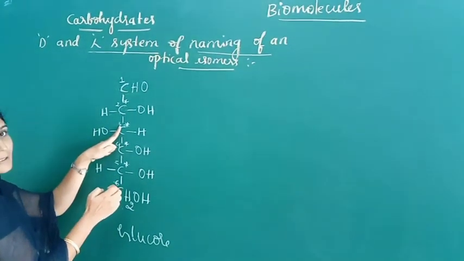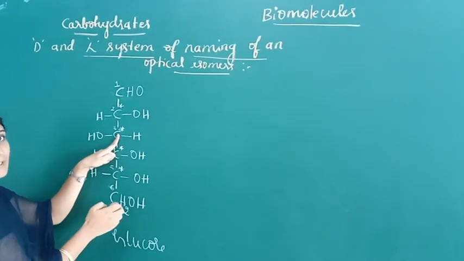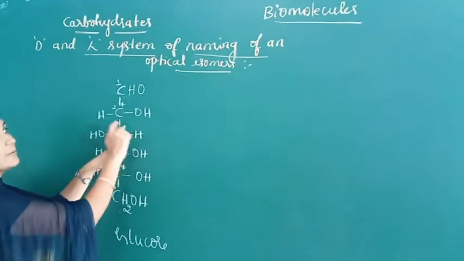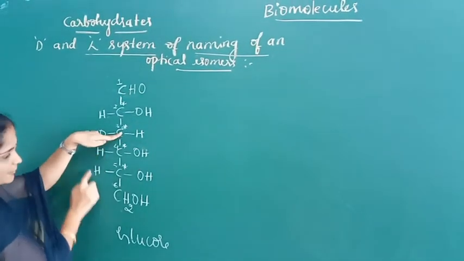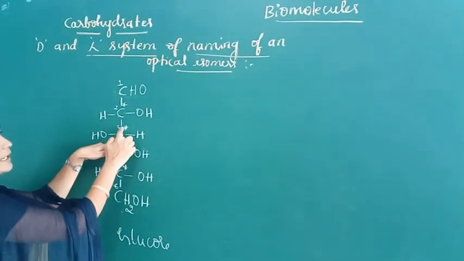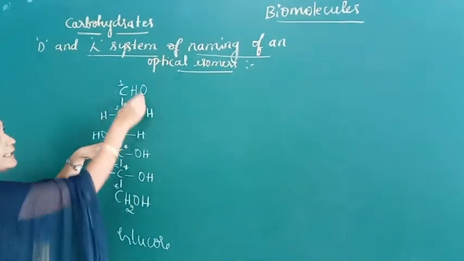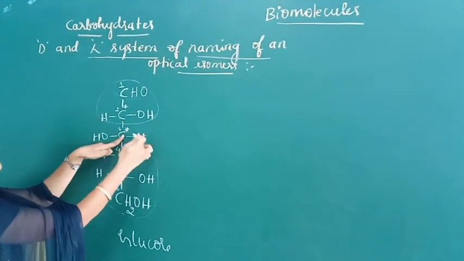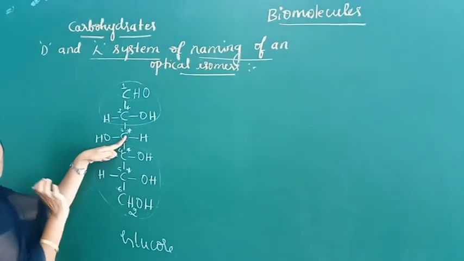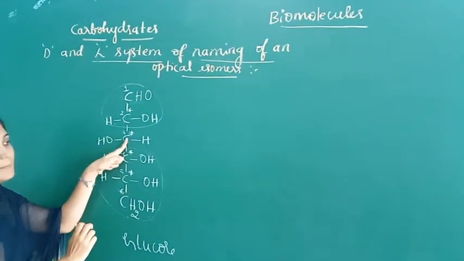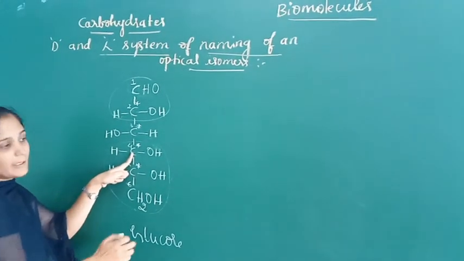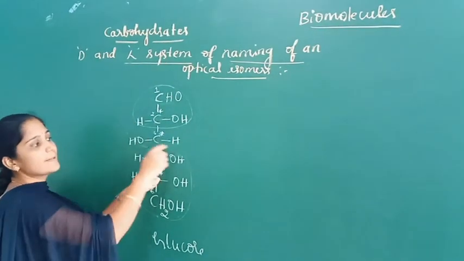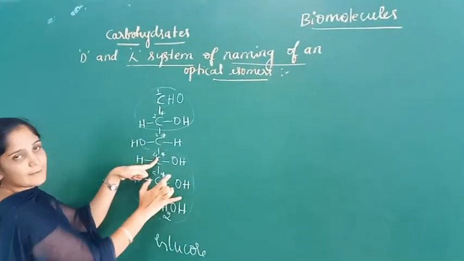Then come to the third carbon atom. The third carbon atom is also an asymmetric carbon atom because it is attached to 1 H, OH, and assume this whole thing as one group and this thing as one group. So this carbon is also attached to 4 different groups. So the third carbon is also an asymmetric carbon, and the fourth carbon is also asymmetric because this carbon is attached to 1 H, OH, and assume this as one group and this thing as one group.